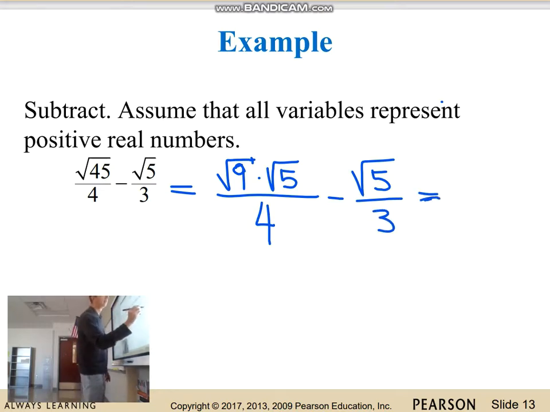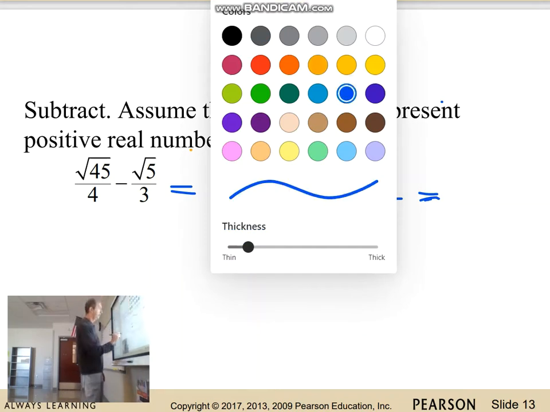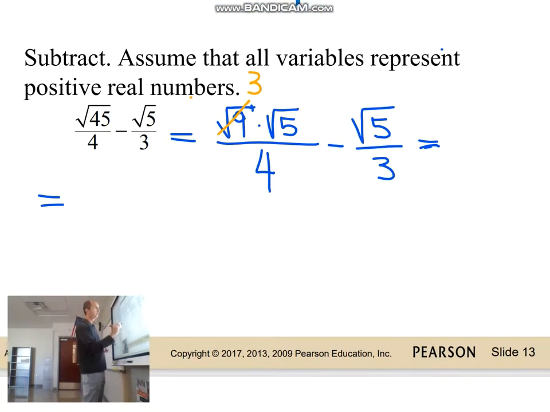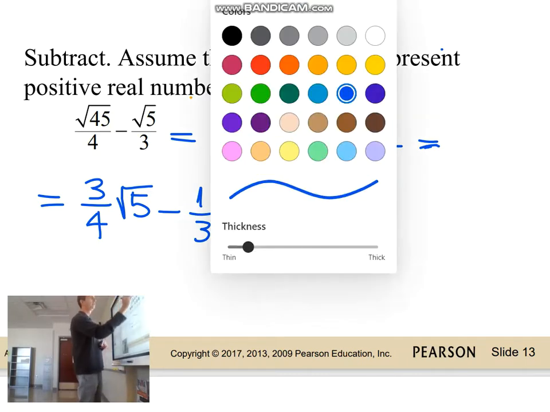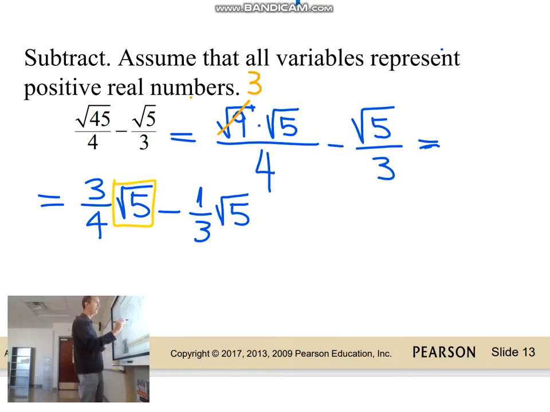And the square root of 9 is something that we know is 3. That means we can write the expression as 3 over 4 square root of 5 minus 1 over 3 square root of 5, right? I'm just doing this to show that square root of 5 is a like radical that we can combine, by adding or subtracting the coefficients.